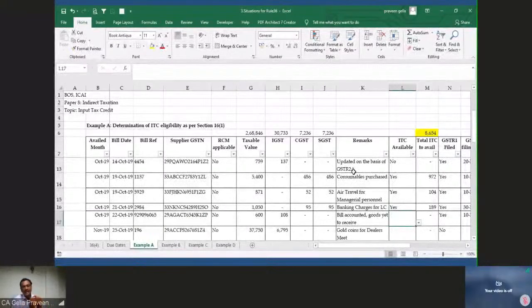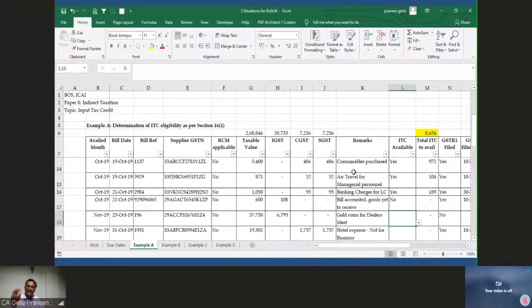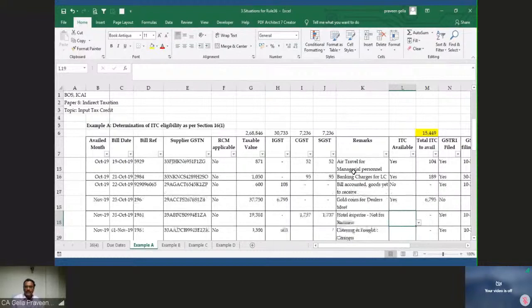Bill accounted, goods yet to be received. I have received a bill in soft copy, but goods are not yet received. Section 16 subsection 2 says you cannot take the credit unless goods or services are received. So I'll say no. Gold coins for dealers meet: again, purchased in the course of furtherance of business. Answer would be yes.